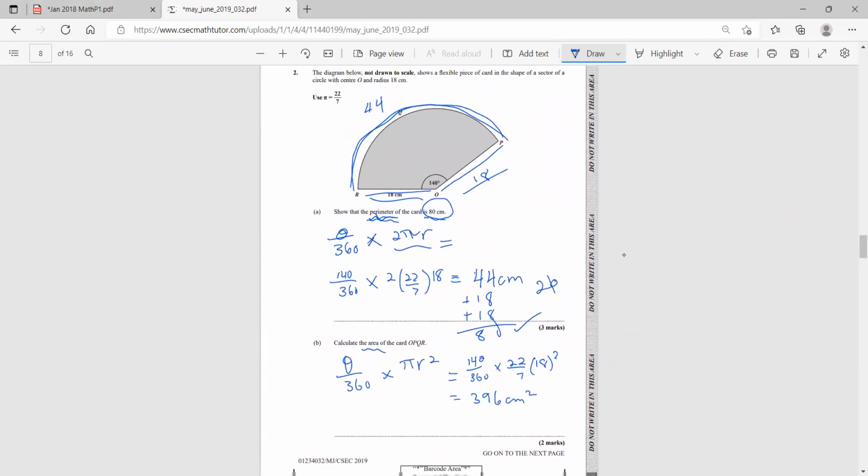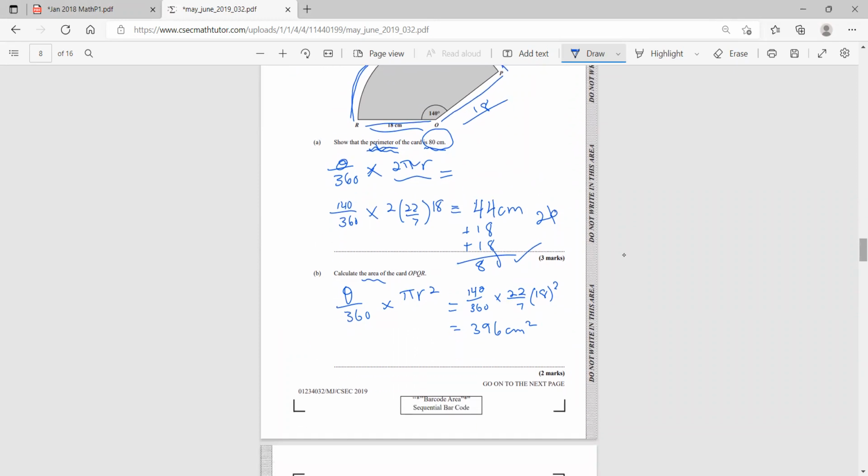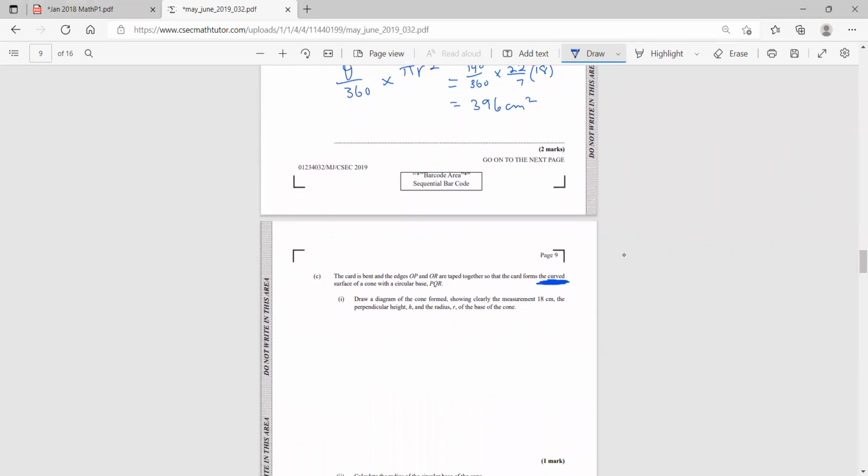So if you picture bending it and it's curved and you tape OP and OR together, you're kind of going to get an ice cream cone kind of finish, right? With a flat circular top. So the card is bent, OP and OR are taped together so that the card forms a curved surface of a cone with a circular base, PQR. So you're kind of going to end up with something like this when you tape it together.